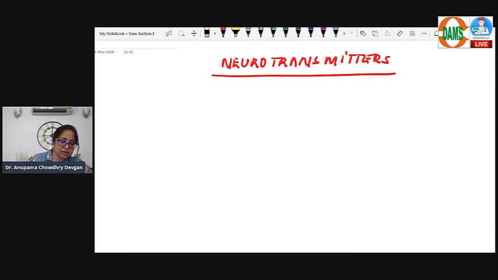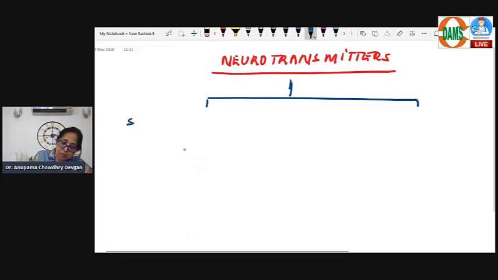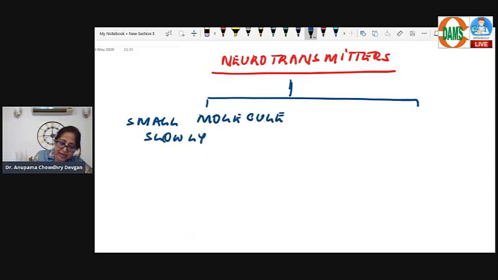As far as neurotransmitters are concerned, neurotransmitters are of two types. There are small molecule slowly acting, small molecule rapidly acting, and large molecule slowly acting.